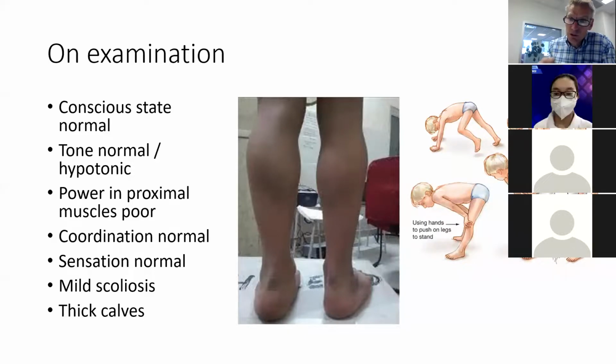Gower's sign, that's right. That boy had Gower's sign, and all it tells you, it's not diagnostic, is that he's got proximal muscle weakness, like his quadriceps are very weak. The proximal muscles of his arms and his legs are quite weak.